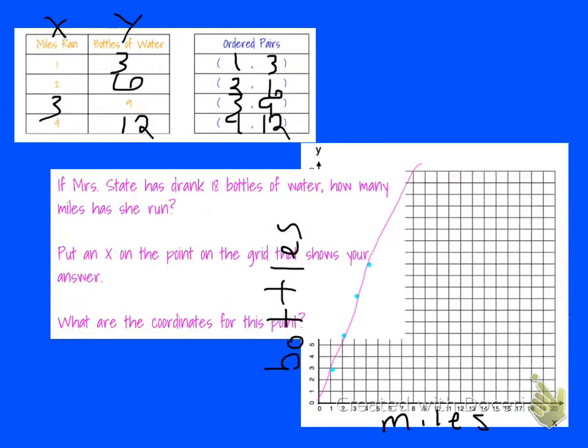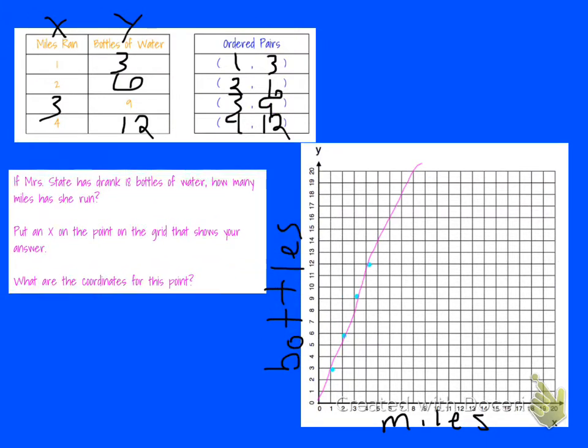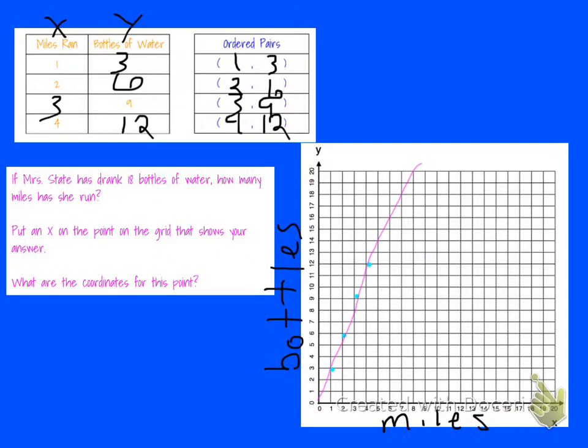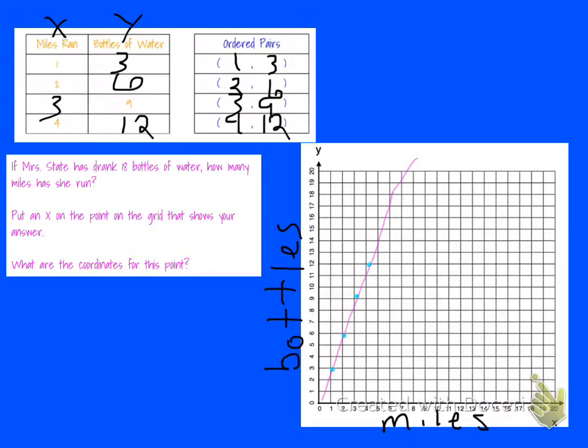These questions say, if Mrs. State has drank 18 bottles of water, how many miles has she run? So we need to find where the 18 is up on the graph, and the 18 is right up here, and we're going to see where our line crosses it. So 18 crosses at the 6. So if I have drunk 18 bottles of water, that means that I have run 6 miles.